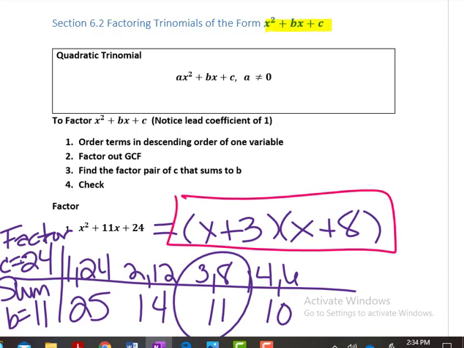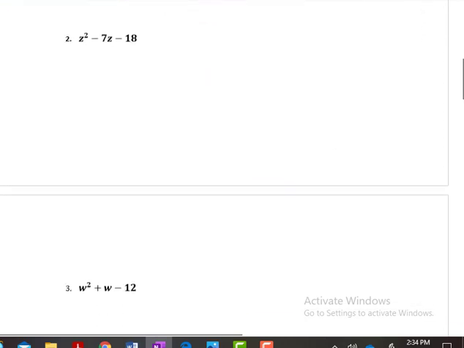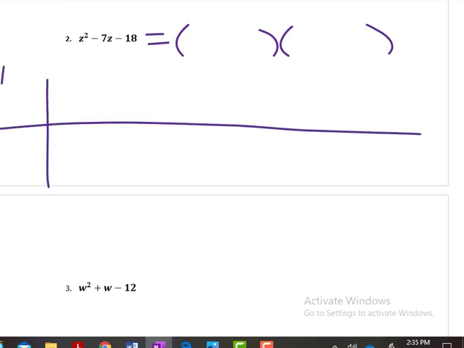Let's look at example number 2. With number 2, it is in descending order: the z squared term, then to the right is the z term, and then to the right of that is the constant. I'm going to write my answer area. Now I'm going to look at the factor pair of c, which is negative 18, that sums, so it adds up to our b, which is negative 7. So I need factors of a negative product, negative 18.